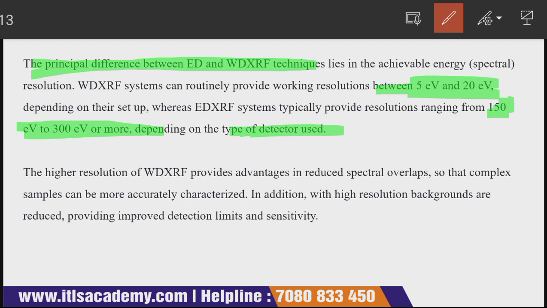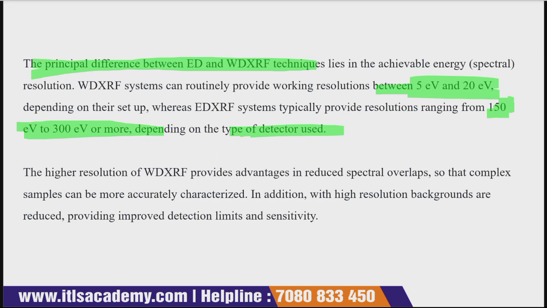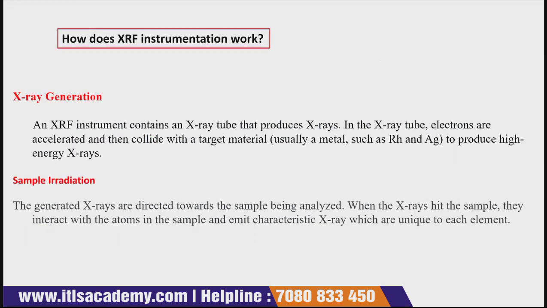Since the wavelength one is giving the higher resolution, it minimizes the spectral overlap. When it minimizes or reduces the spectral overlap, complex samples, meaning samples that are very complex in nature, can be accurately characterized. In addition, with the higher resolution, backgrounds are reduced, providing improved detection limit and sensitivity. Okay, now moving to the next, that is how does XRF instrumentation work.